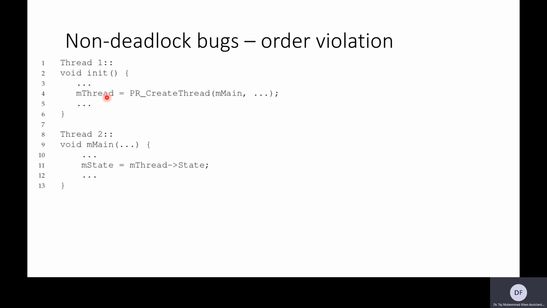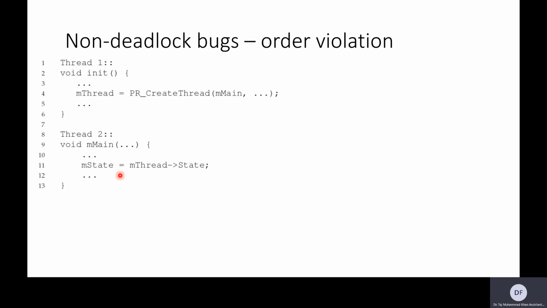Thread 1 gets descheduled and thread 2 gets scheduled. So thread 2 is basically m_main, the function. It tries to use this m_thread pointer. Now, since the value in m_thread has not been assigned yet and it is still the old value, which might very well be null, it is possible that we use a null pointer here.